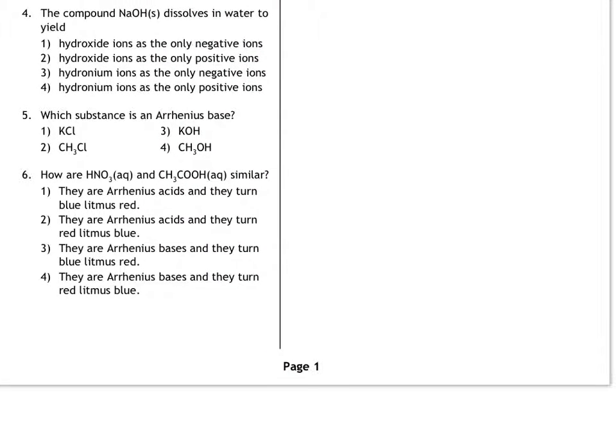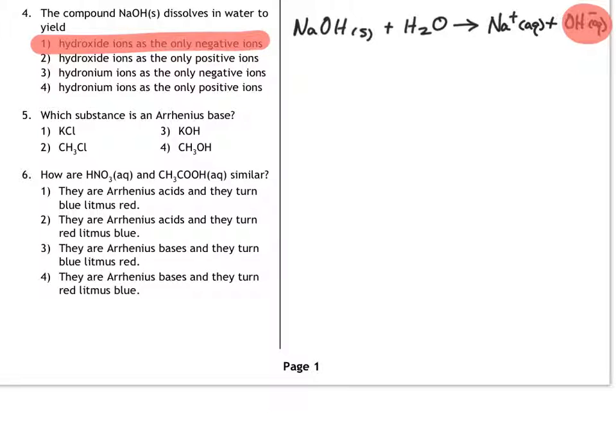Now we have the compound sodium hydroxide. It dissolves in water, and what does it yield? It dissociates in the water, and it produces aqueous sodium ions and aqueous hydroxide ions. Of course, the only negative ions present in this solution are hydroxide, so the best answer is 1.